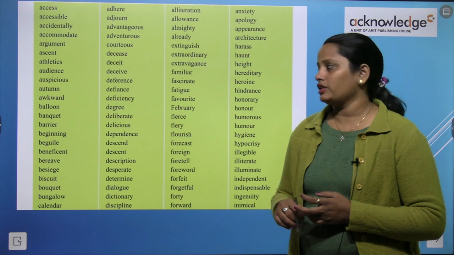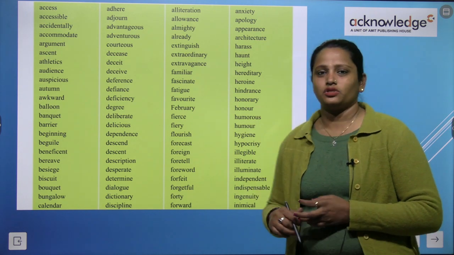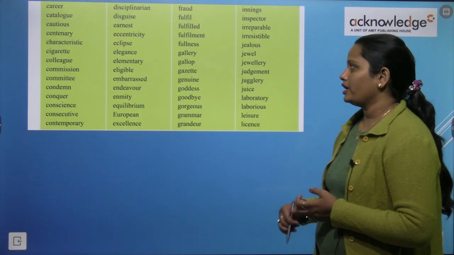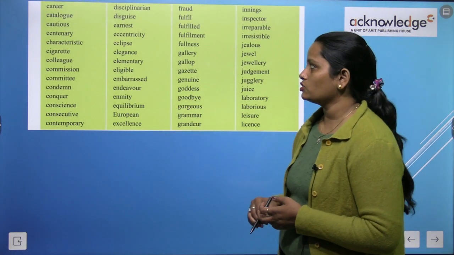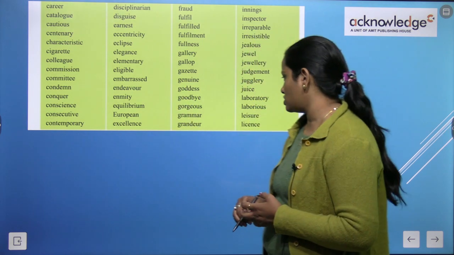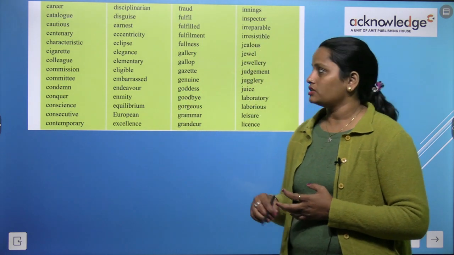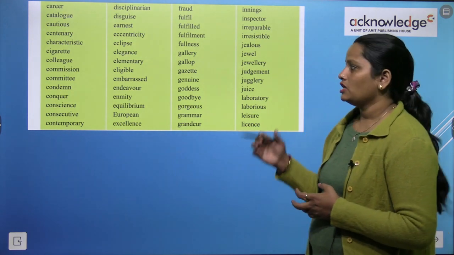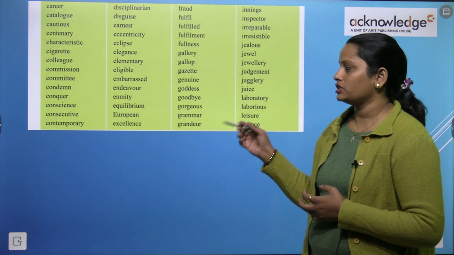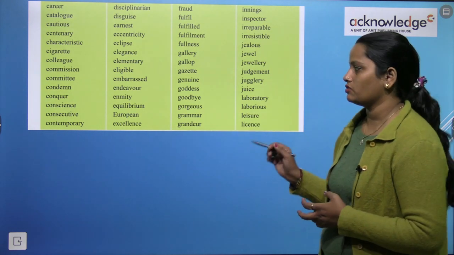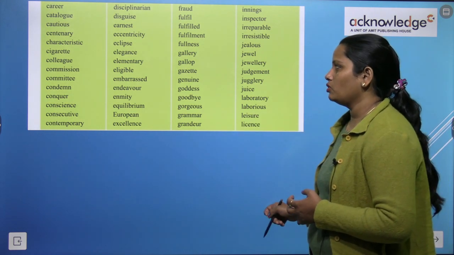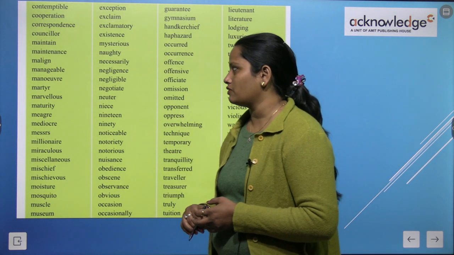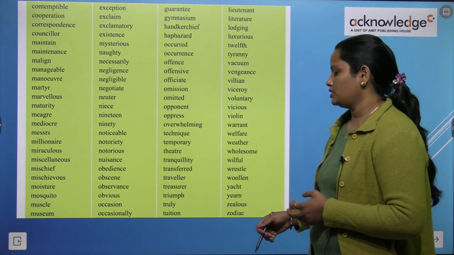Similarly, children, there are various words given. You have to read these words 2 to 3 times and see where you make the mistake. So here also some words are career, catalog, cautious, centenary, characteristic, cigarette, colleague, commission, committee, condemned, concur, conscious, consecutive, contemporary, and there are many more here. Now the next page also we can see there are many words given that we often misspell.